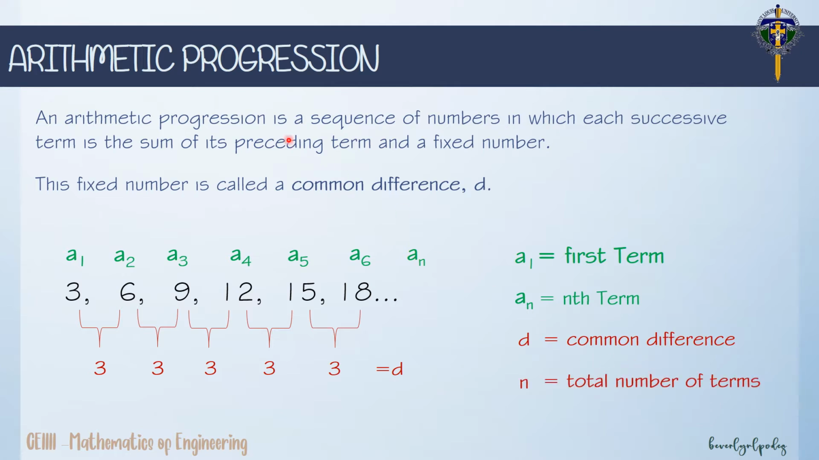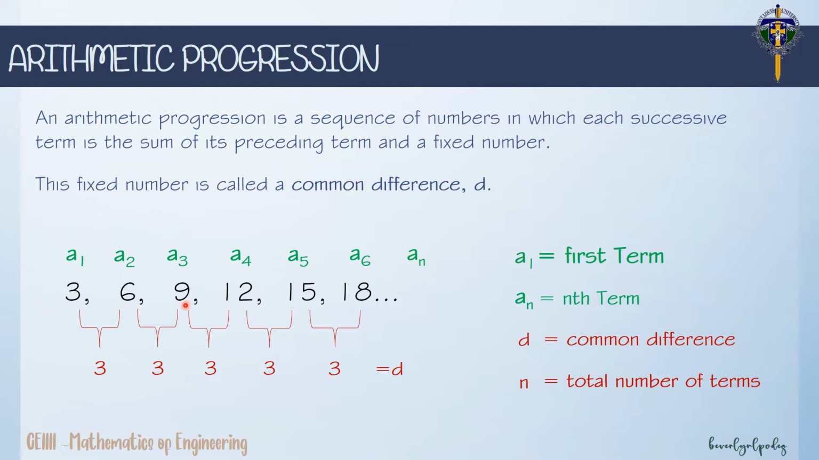If we go back to the definition of arithmetic progression, it says that each successive term is the sum of its preceding term and a fixed number. If we take a look at the second term, this is the sum of its preceding term and a fixed number. So if we check it, the preceding term is 3 plus the fixed number, which is the common difference, which is 3. So 3 plus 3 is equal to 6.